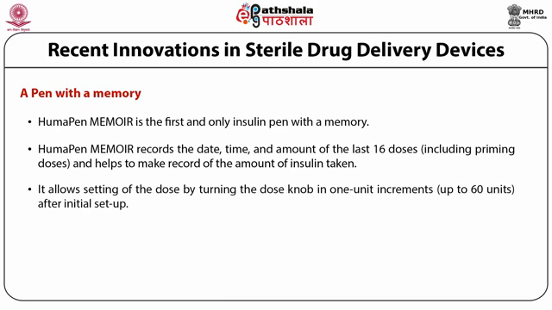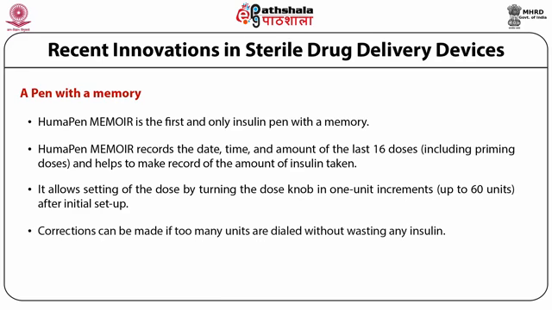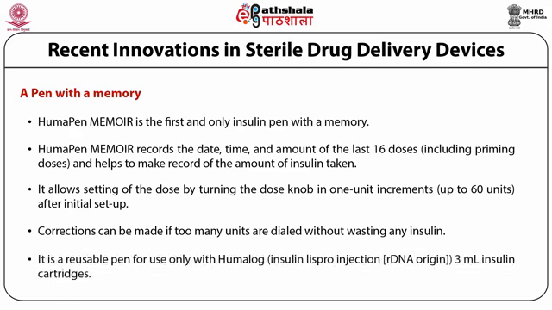It allows setting of the dose by turning the dose knob in 1 unit increments up to a level of 60 units after the initial setup. Corrections can be made if too many units are dialed without wasting any insulin. It is a reusable pen for use only with Humalog, that is the insulin injection, which is of recombinant DNA origin and comes in 3 ml insulin cartridges.